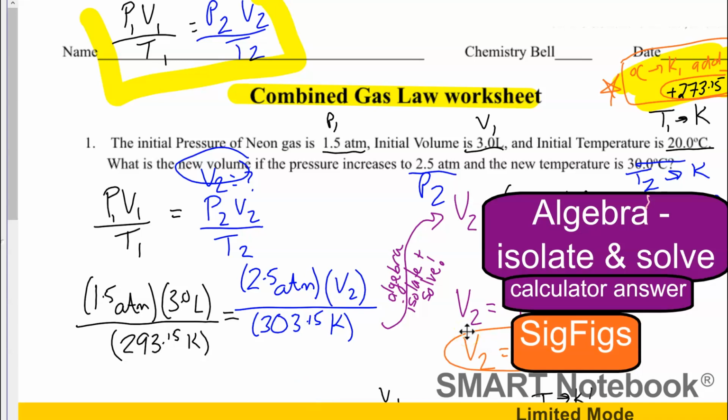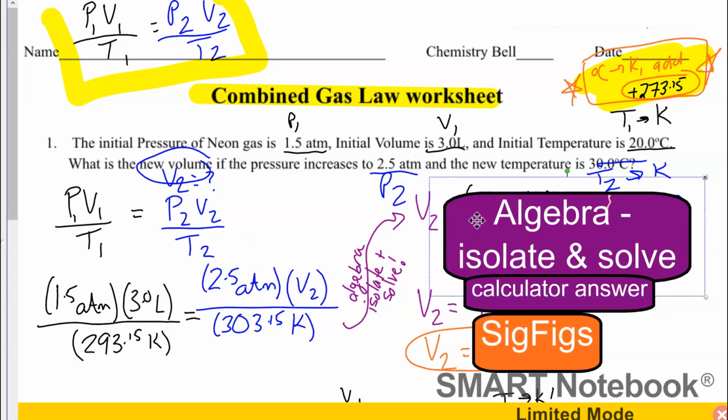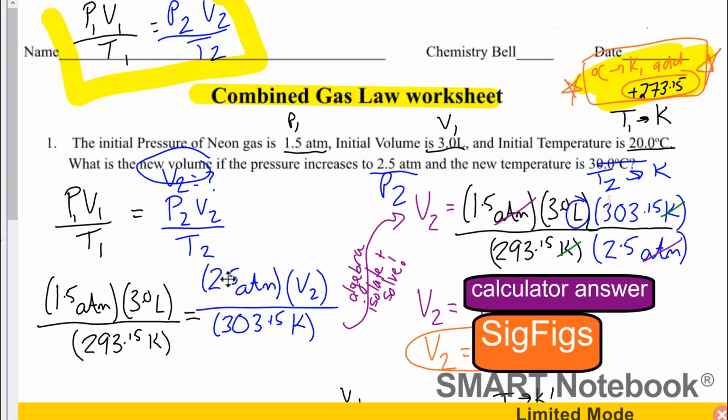You can do that algebra however you like, as long as we're isolating and solving V2. You could cross multiply and divide. You could take one thing at a time, bring this up to the top, divide that one out. Whatever you're comfortable with, as long as you do the same thing to each side of the equal sign, you're doing algebra. So whenever you do your algebra, here's what we end up with. V2 is equal to 1.5 atmospheres times 3 liters times 303.15 Kelvin all over 293.15 Kelvin all over 2.5 atmospheres.